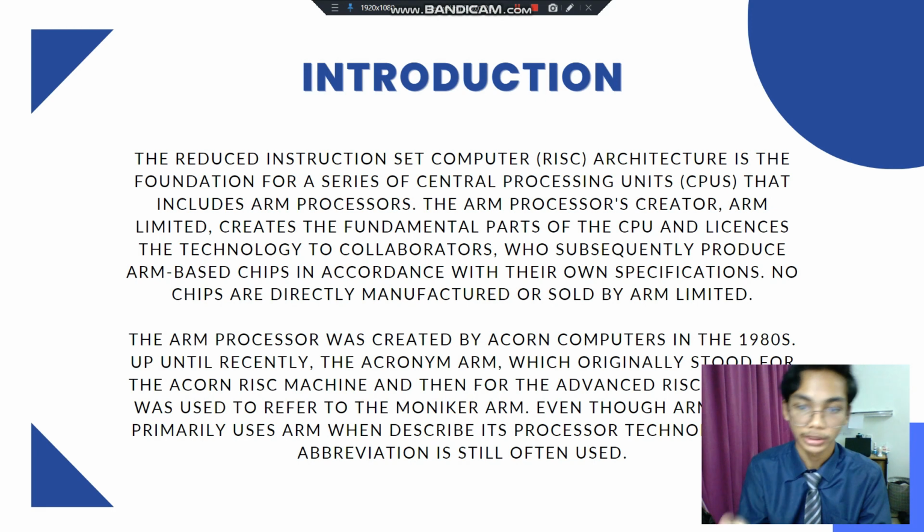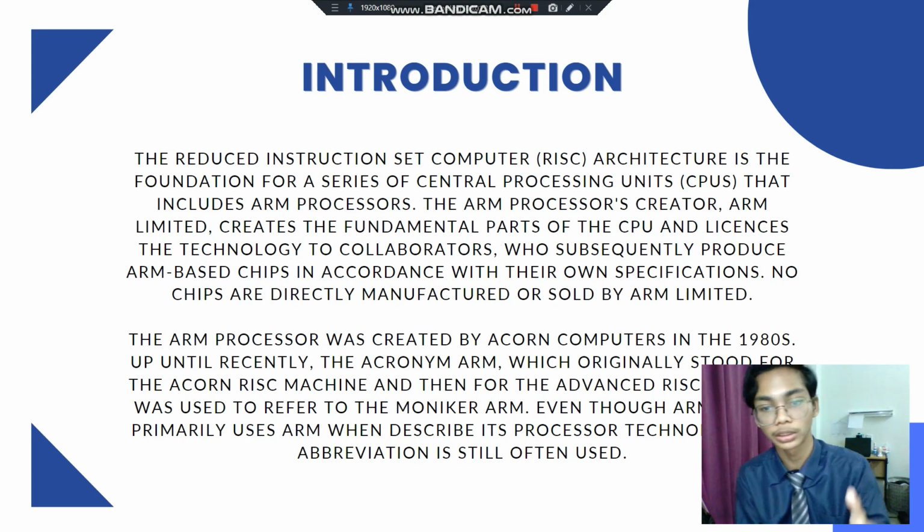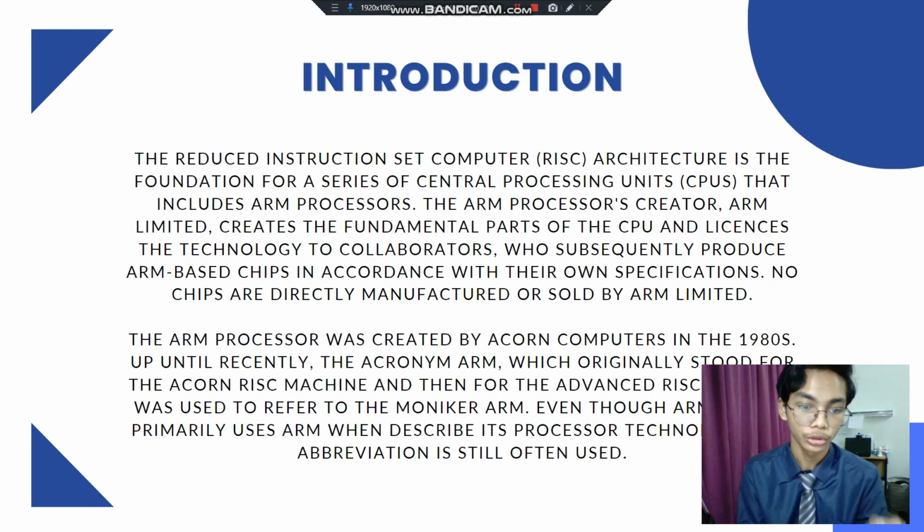The ARM processor was created by Acorn Computer in the 1980s. The acronym ARM originally stood for Acorn RISC Machine and then for Advanced RISC Machine. Even though ARM Limited primarily uses ARM when describing its processor technology, the abbreviation is still often used.